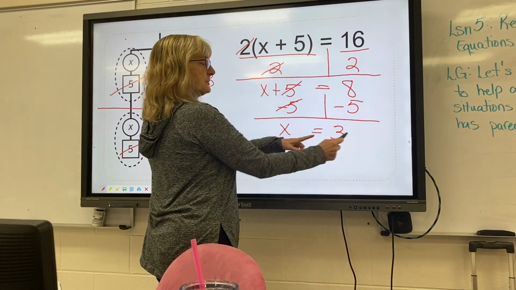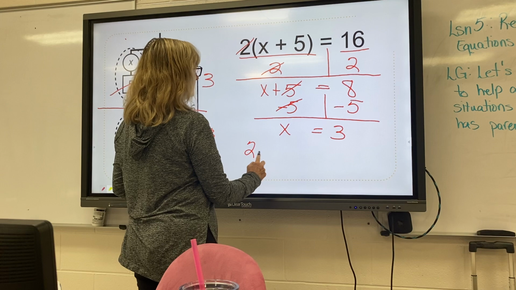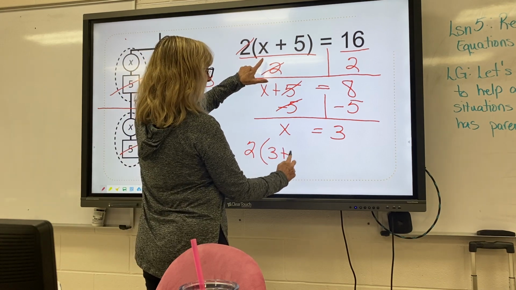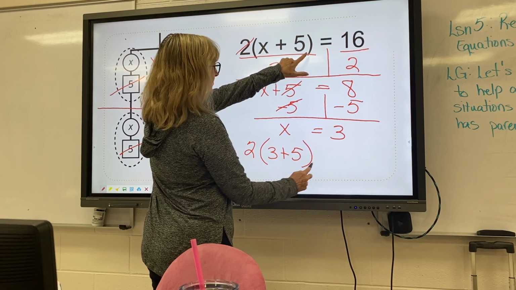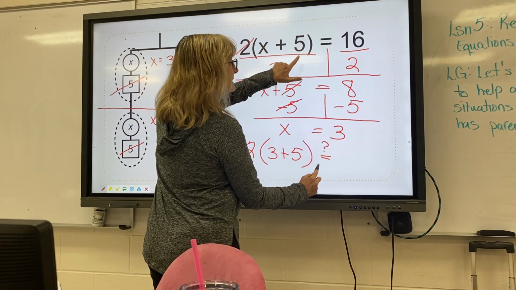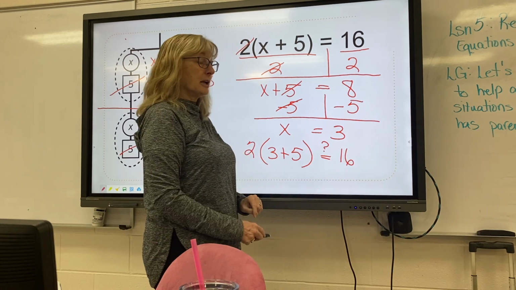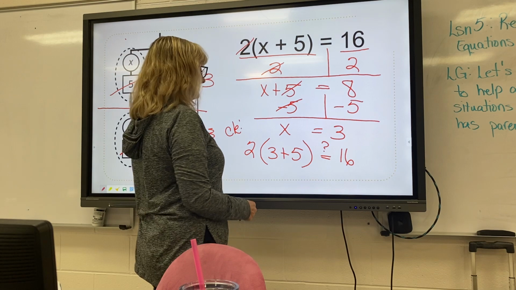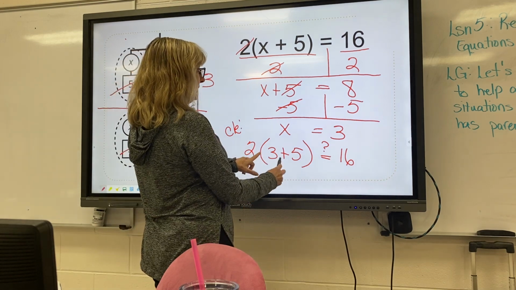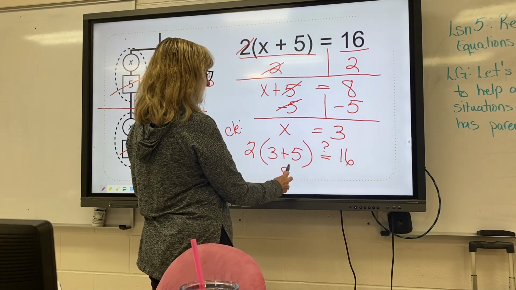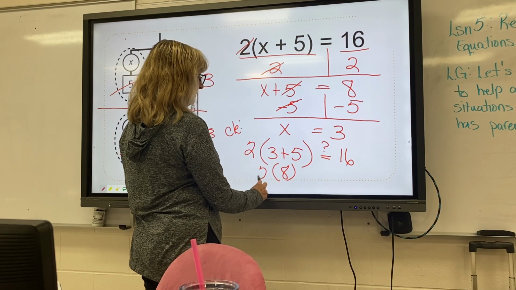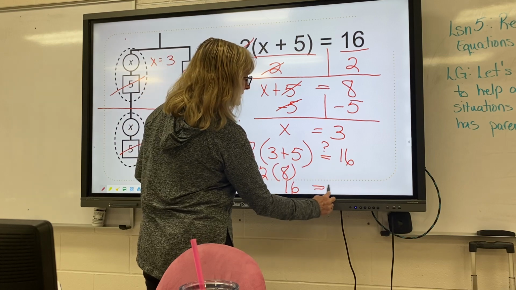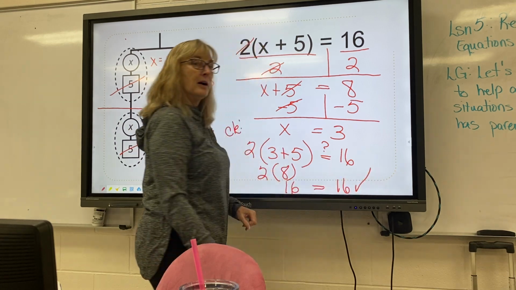We said that x equals 3. So I'm going to go back to the original equation, and I'm going to plug in a 3 where the x is, and I'm going to say, is it equal to 16? Because I'm checking. This is the check. And it's always a good idea to go back and check. So looking at this, 3 plus 5 is 8. And then I'm multiplying it by 2. 2 times 8 is 16. And I wanted to get 16, so we did it properly.